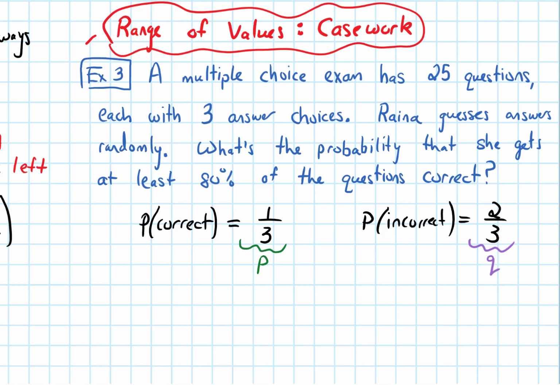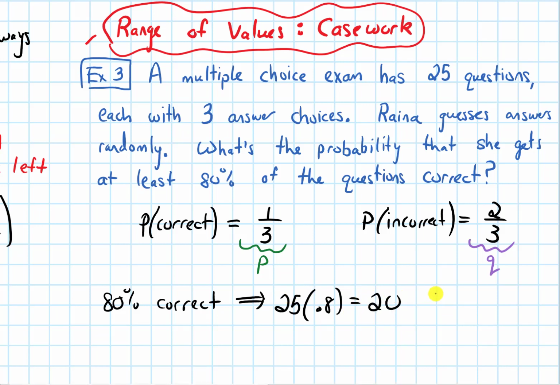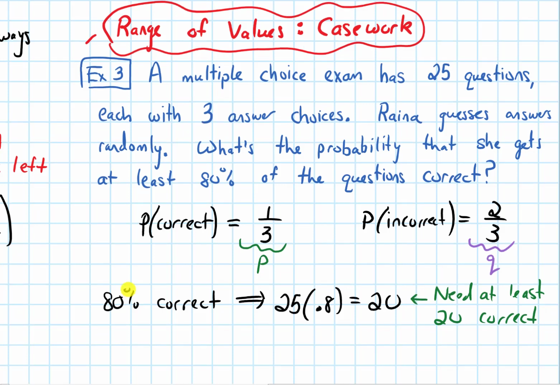And we also need to know, well, how many questions does she have to get right to get at least 80% correct? So 80% correct, if I take 25 questions and I multiply that by 80%, if I convert that to a decimal, I'll get 0.8. And if we multiply these, we get 20. So this means that she would need to get at least 20 questions correct in order to get at least 80% correct, like the question is asking.